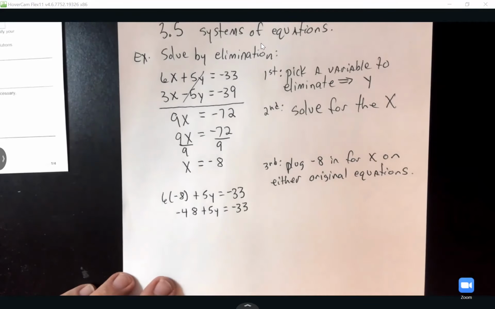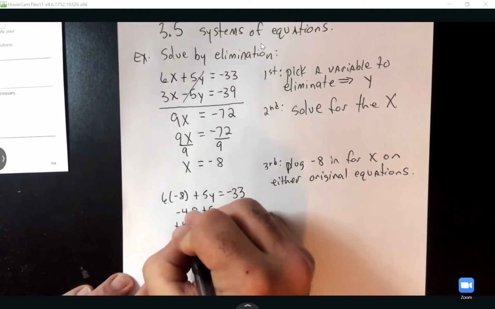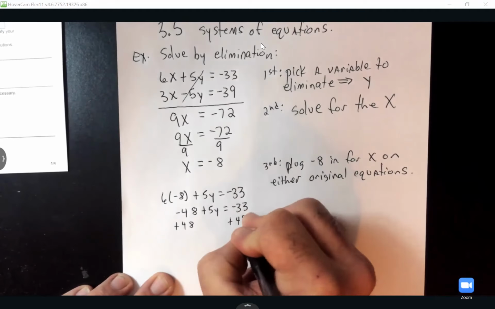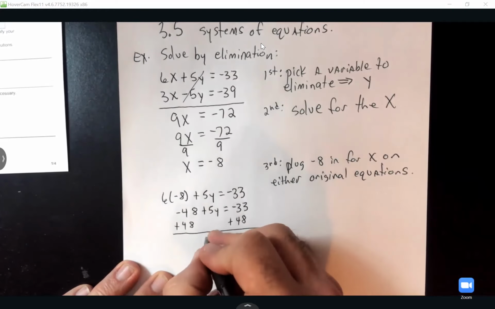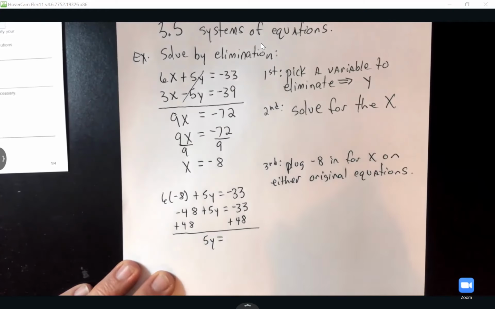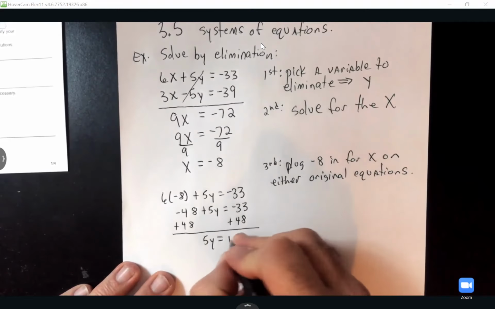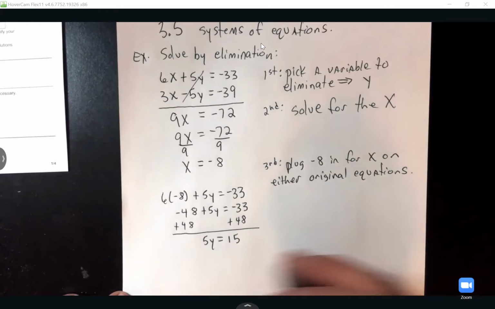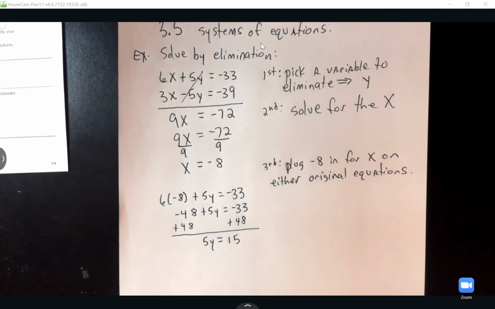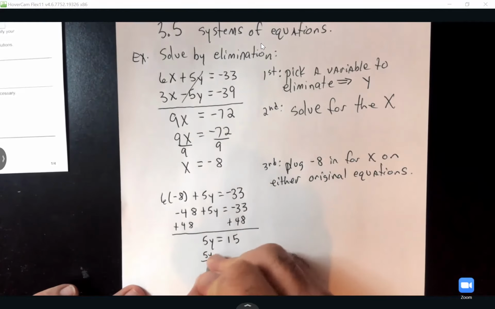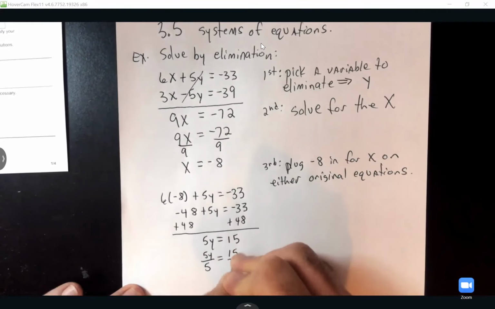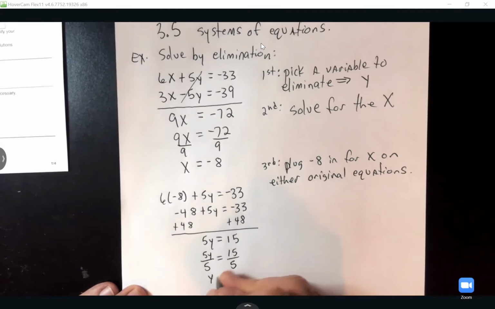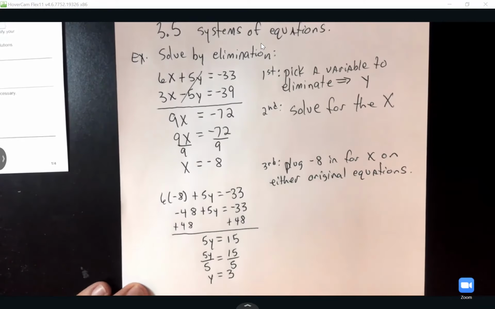All right, next I need to get the 5y by itself. Add 48. So now you got 5y, that's a positive. Let's see, 48 minus 33, 15. Gives me a nice little 15. So now solve this for the y. One more step. Divide by 5. So that I now know y equals 3.